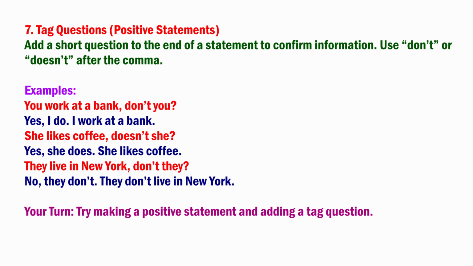7. Tag questions. Positive statements. Add a short question to the end of a statement to confirm information. Use don't or doesn't after the comma. Examples. You work at a bank, don't you? Yes, I do. I work at a bank.